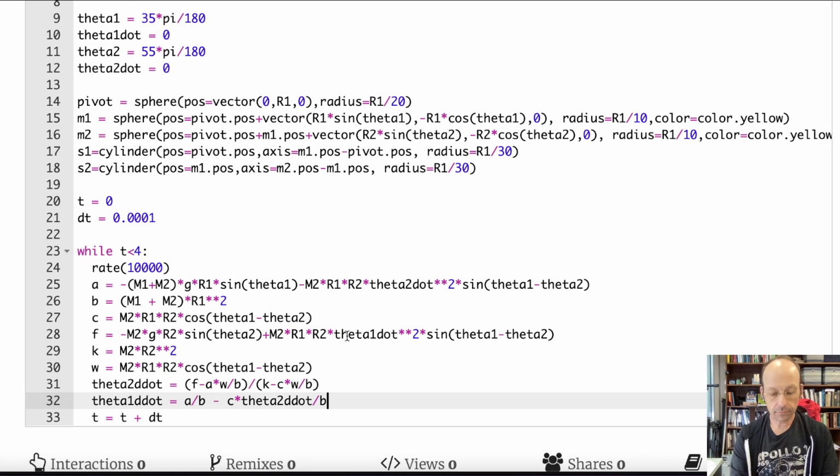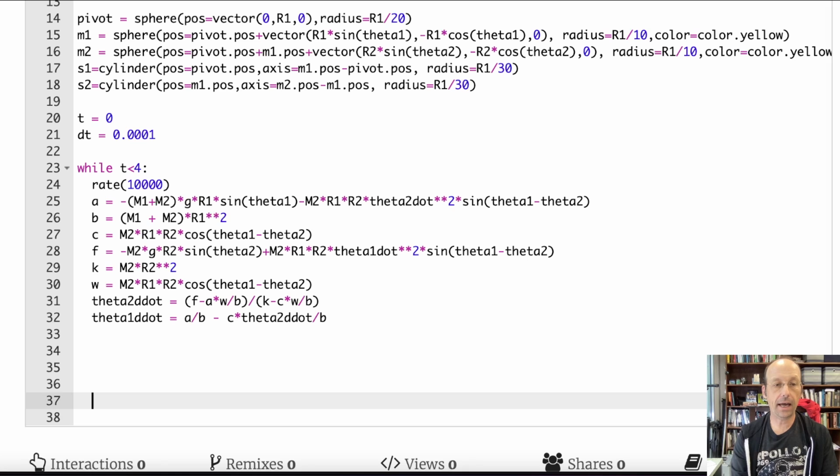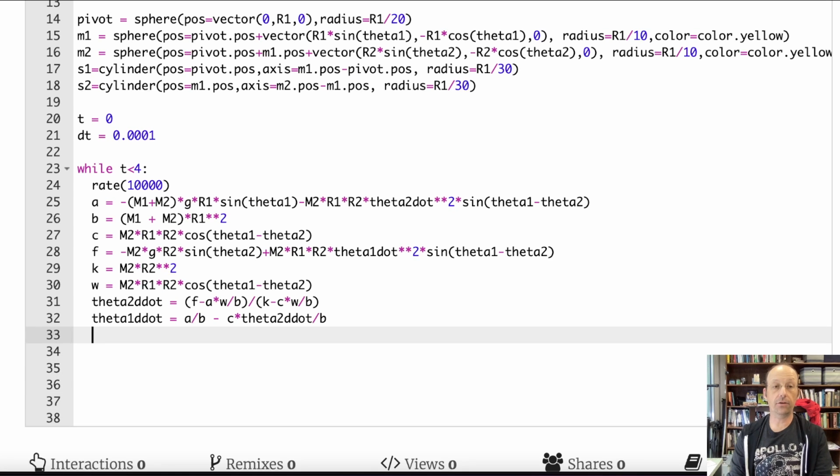Okay. Now, I have theta 1 double dot and theta 2 double dot. I can use that to update theta 2 dot and theta 1 dot. So I'm going to do that. And I don't have any comments in here, and I apologize. You can go back and make comments. I'm just trying to get it to work.